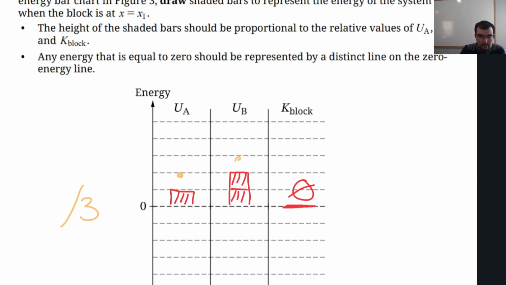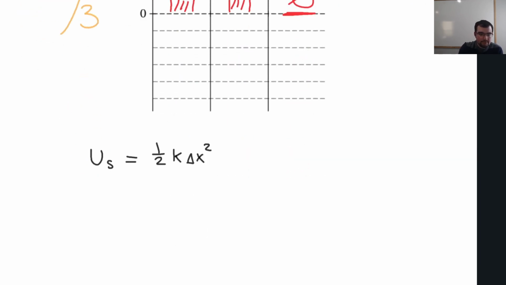1, 2, 3. So you have to have a non-zero positive energy for A, double that energy for B, and no kinetic energy. So you didn't have to do 1 bar. You could have done 2 and 4 instead of 1 and 2. You just had to make sure that it was exactly double. They gave you a grid line, so it has to match.